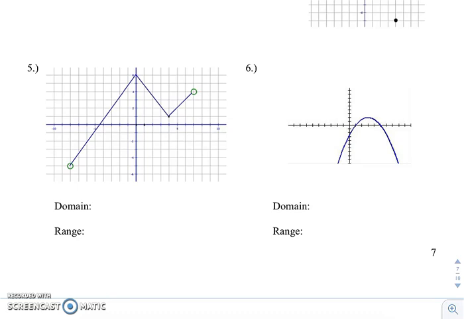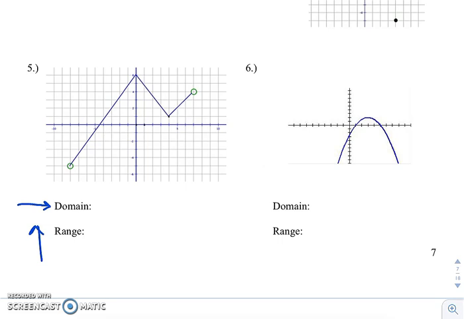So now let's look at graphing representations to find domain and range. So domain and range, domain is the x value, and range is the y value. So domain goes from left to right, while range goes from bottom to top because it's from least to greatest value.